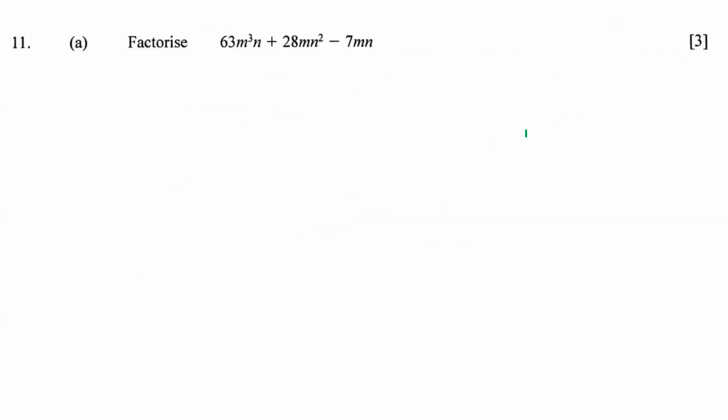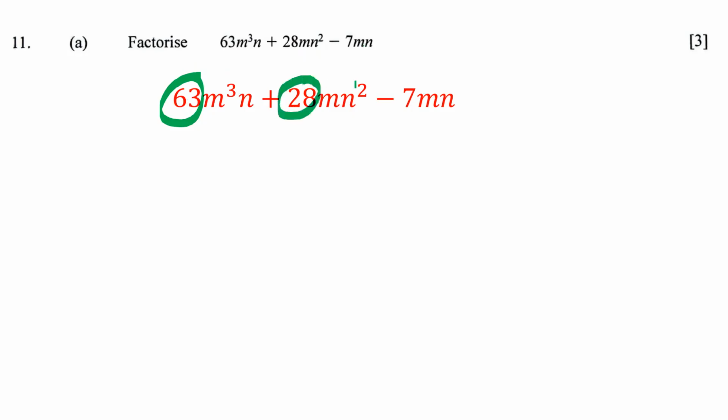For number 11, they want us to factorize. So we have 63m to the third power n plus 28mn squared minus 7mn. In order for us to factorize this expression, we have to figure out the highest common factor. What is common in each one of these terms? Well, we know that 7 is common, because 7 could go into 63, and 7 could also go into 28, and 7 could go into itself.